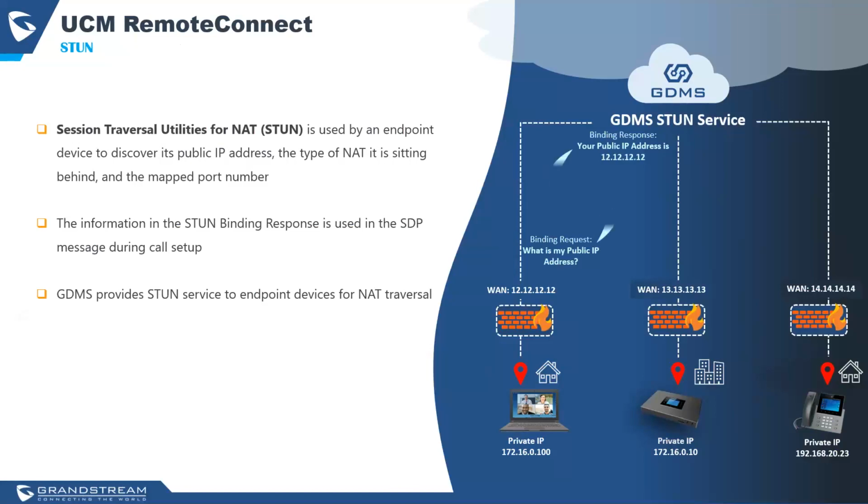So the IP phone sends a binding request to the STUN server asking about its public IP address. Then the STUN server responds back with the detected public IP address where the phone is located. And then the IP phone or the endpoint device will use that information in its SIP message to send it to the SIP server or the IP PBX.